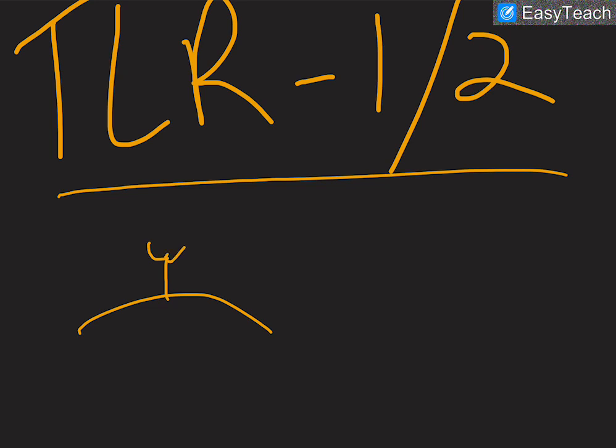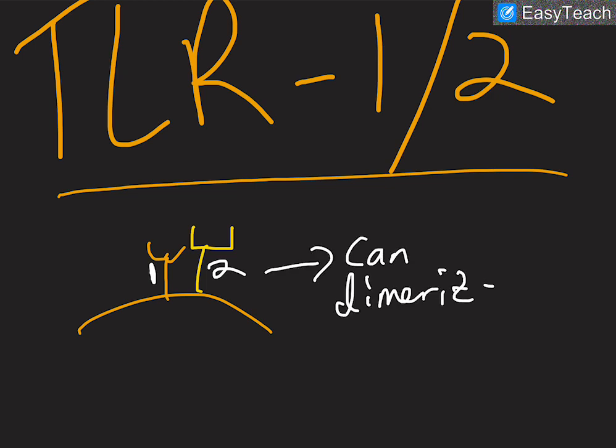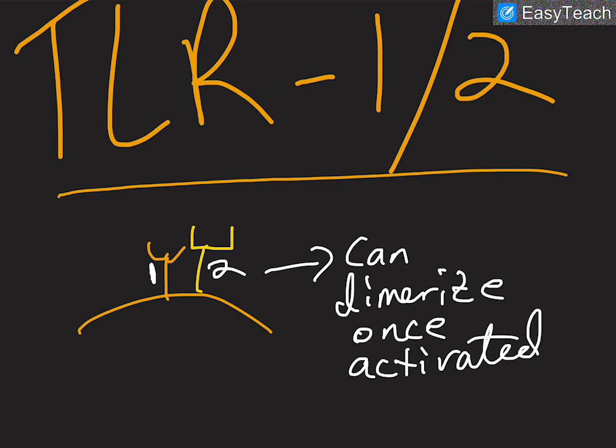If we have toll-like receptor 1 here, and toll-like receptor 2 here, the reason I'm drawing them differently is because they're heterodimers once they get activated. They're two different proteins, but they dimerize once activated. We're going to cover certain examples of microbes that can activate these toll-like receptors.